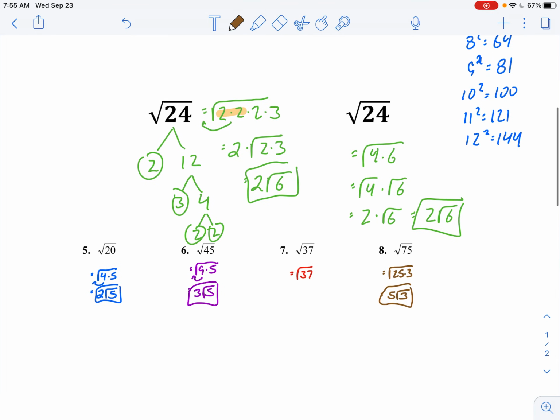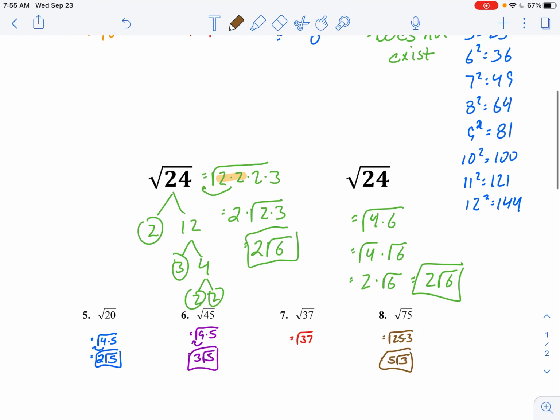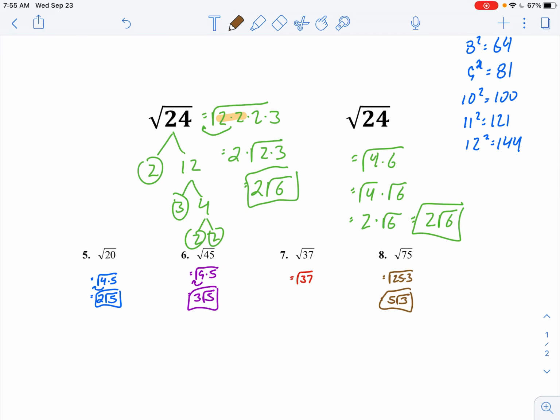Okay, so 2 methods. You can do the prime factorization, or you can just look for the greatest number in our list in blue that's a factor of the number underneath the radical sign.